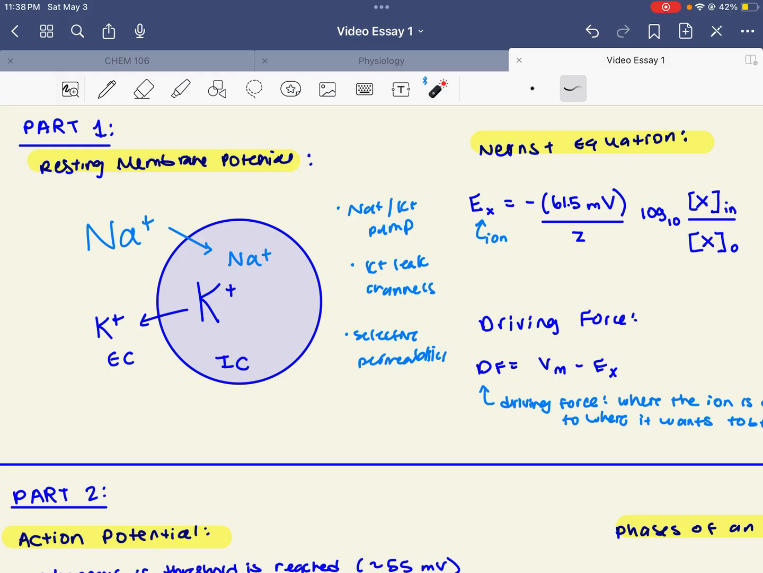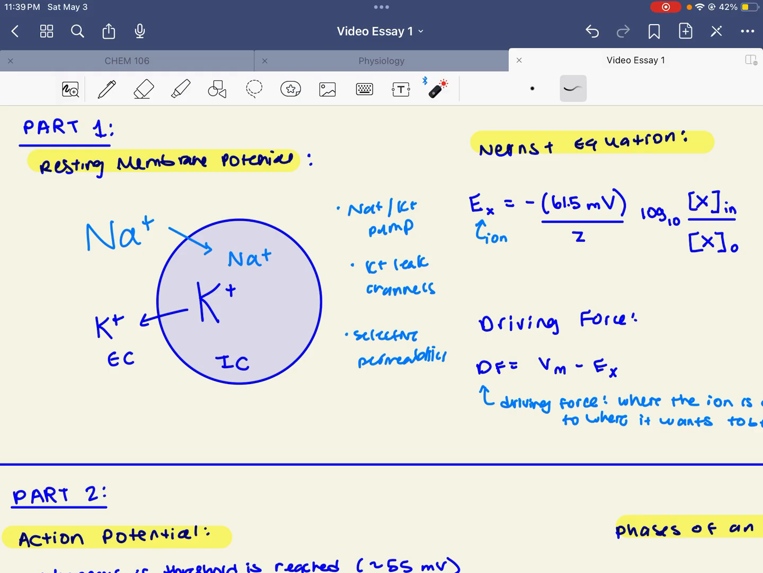What contributes to the majority of this is the potassium leak channels. Due to the concentration gradient, as you can see here, we have a big K. That means we have a lot of potassium in the cell, and it really wants to leave. As the potassium leaves, it leaves behind negative charges. This is the main reason why the inside of the cell is more negative. And finally, with selective permeability, the membrane is more permeable to potassium than to sodium. This allows potassium's movement to dominate.